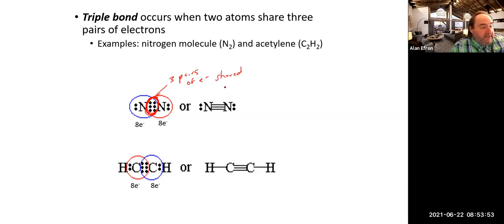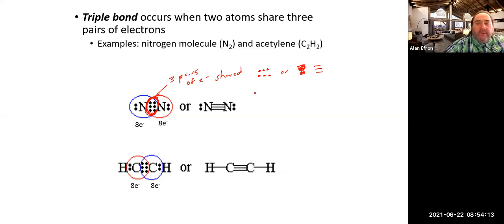Or that's a total of 6 total electrons, again represented by 6 dots, or 1, 2, and 3 lines. So try that again. 1, 2, 3 lines. There we go.